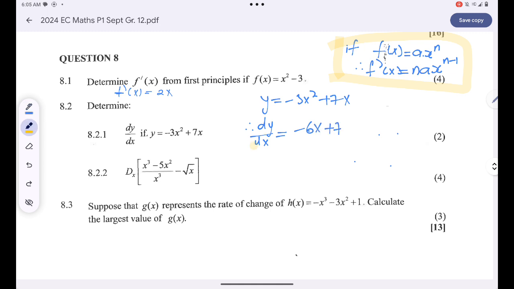You only write this notation, dy over dx, if on the right hand side you will be writing your derivative. If on the right hand side I was not going to write my derivative, then I was not going to say dy over dx.